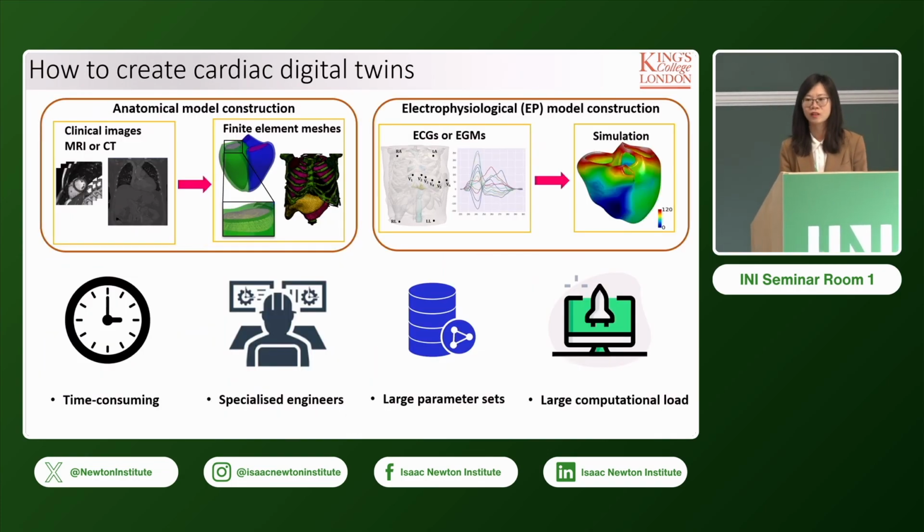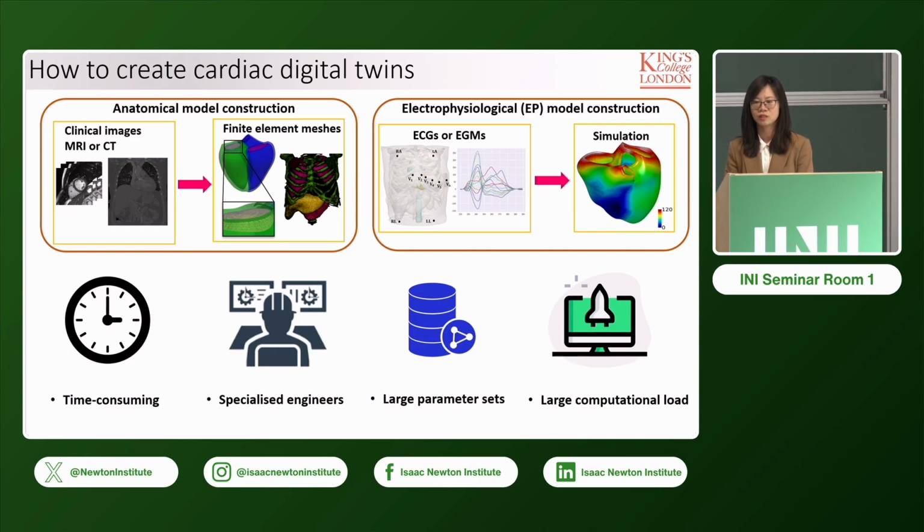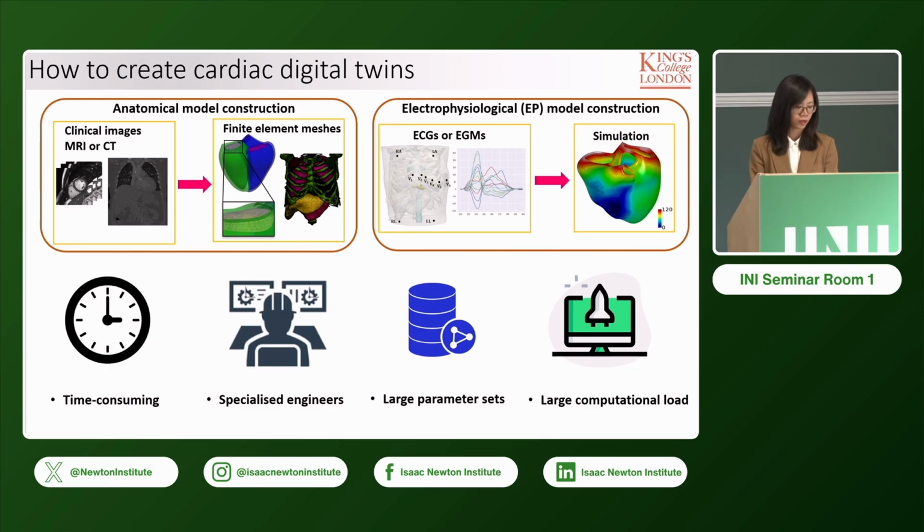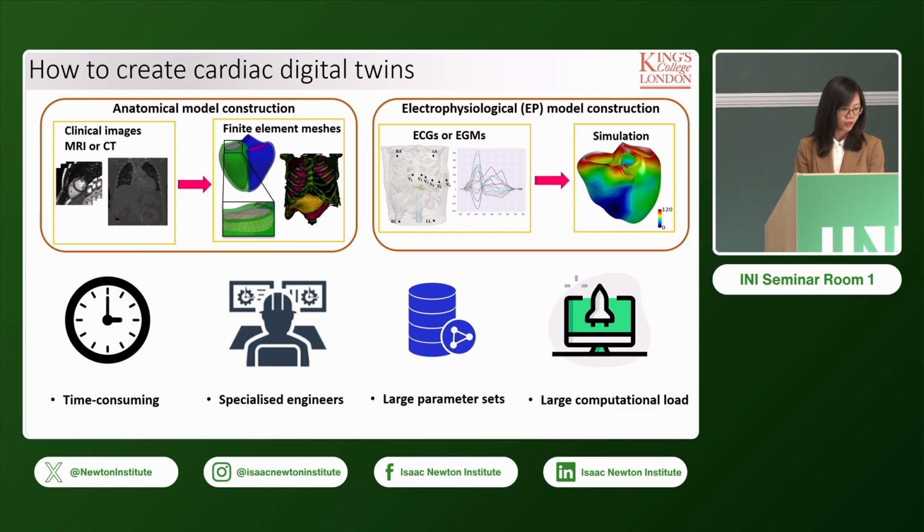And building a cardiac digital twin usually involves two steps. The first is anatomical model generation, which usually involves taking clinical images like MRI or CT images and making computation-ready meshes. This step is usually very time consuming, and it could take days or weeks for a specialized engineer to build one patient-specific model from scratch.